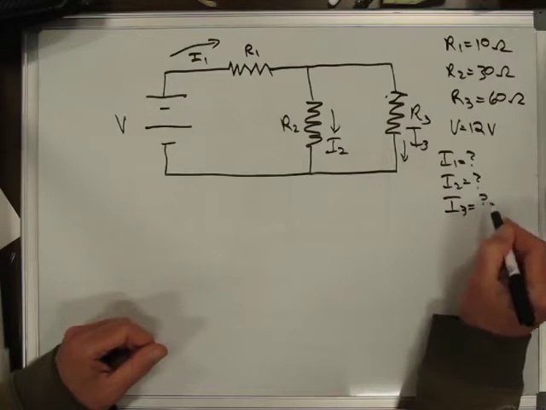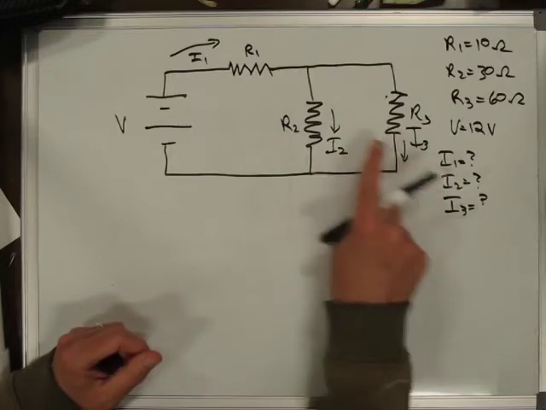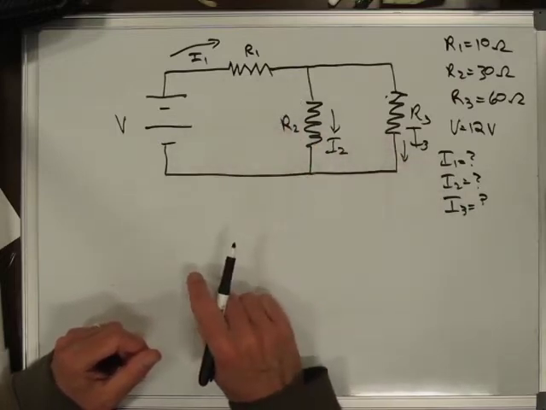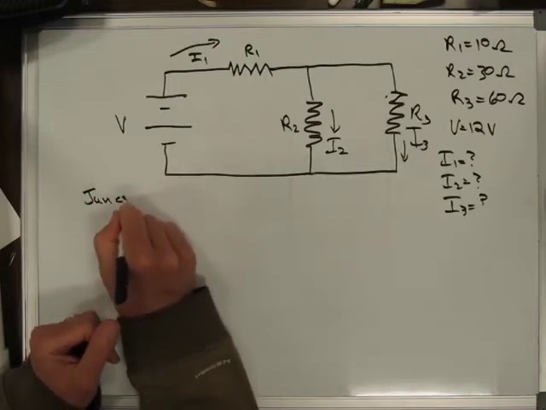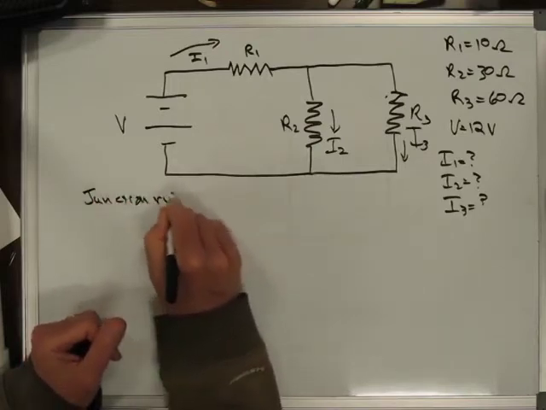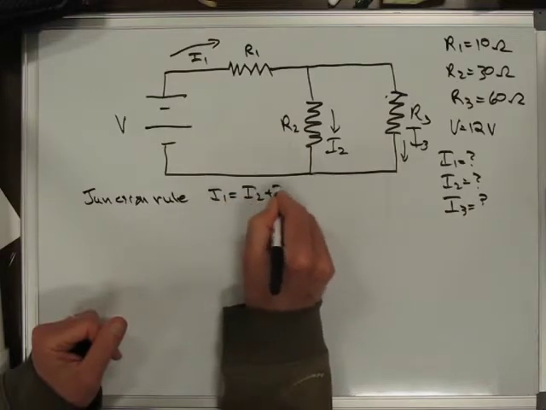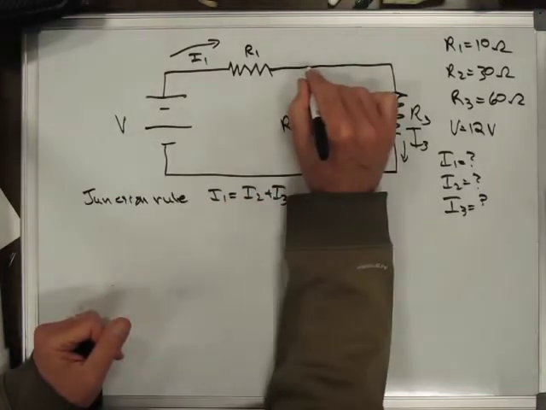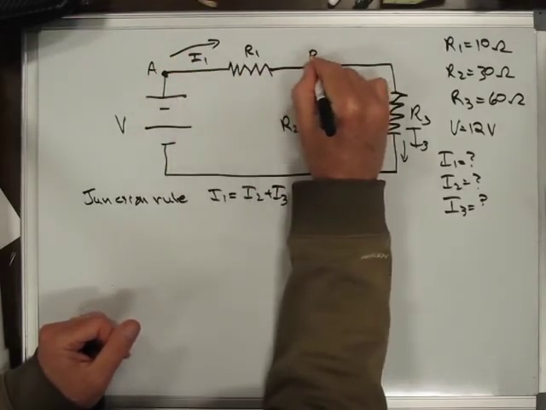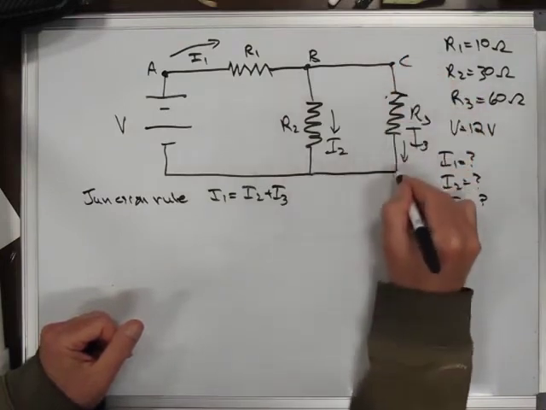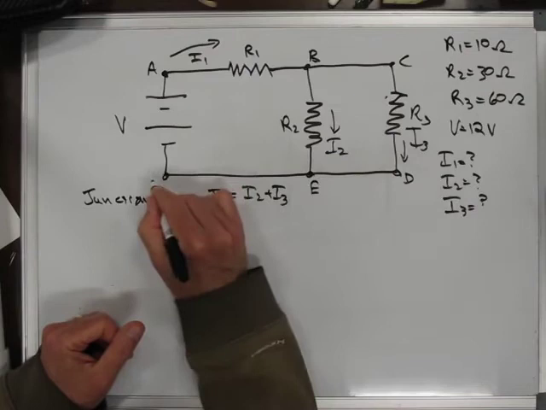If you remember your algebra, you know that in order to solve for 3 unknowns, I have to have 3 equations. And so right away I get one from the junction rule. At this point here, let me label these joints here: A, B, C, D, E, F.